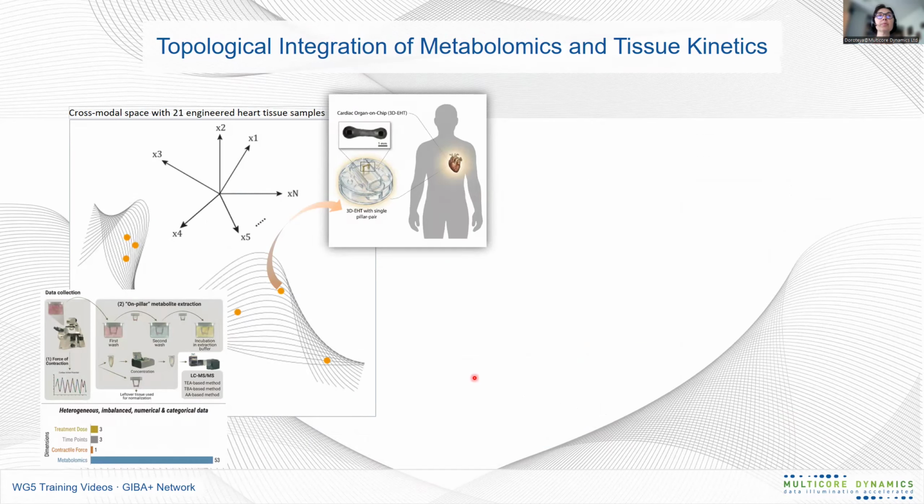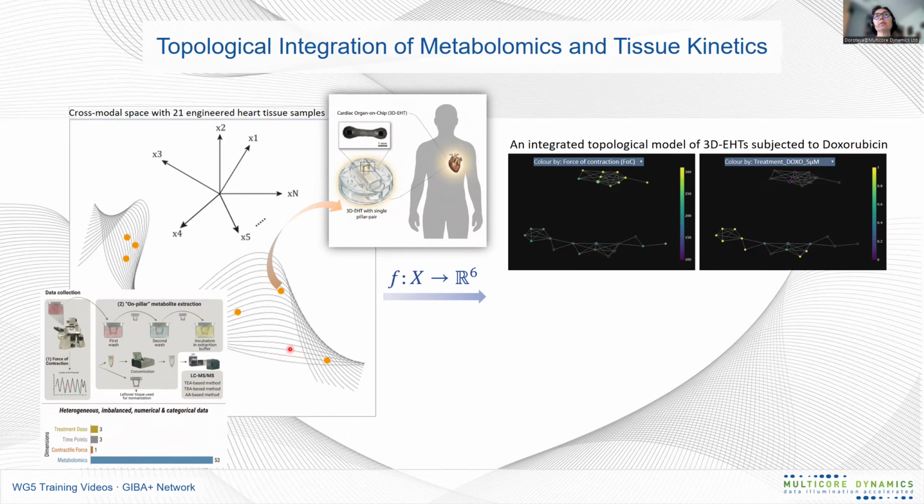Another example that I would like to mention is coming from organ-on-chip models, and particularly 3D engineered heart tissues that were used to investigate the effect of the drug doxorubicin, which is known for its detrimental effect on the heart. And the high-dimensional manifold was constructed using metabolomics features from three targeted metabolomic sets, contractile force, time points, and treatment dosages.